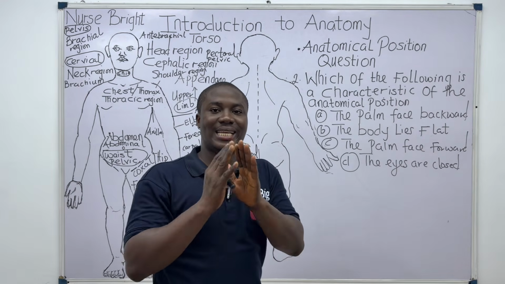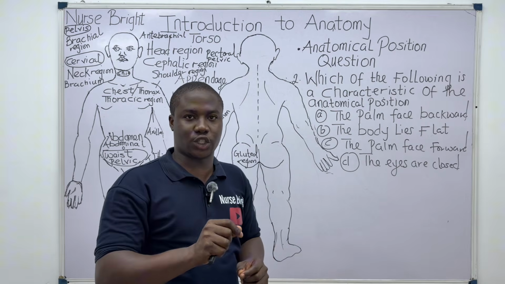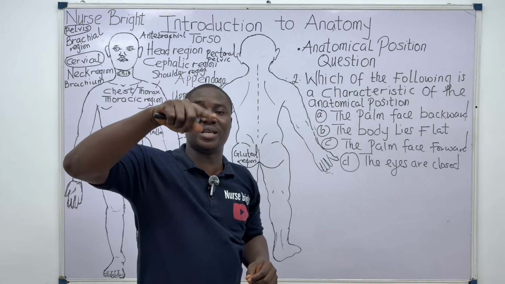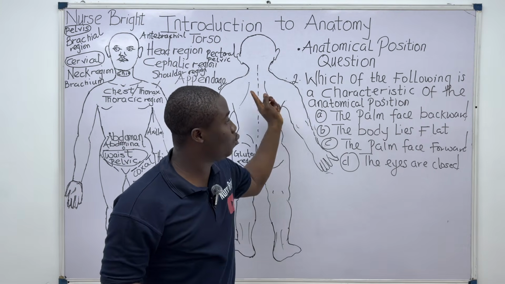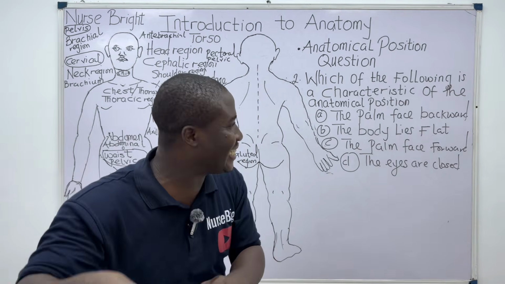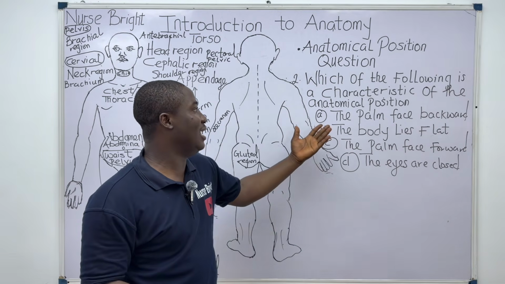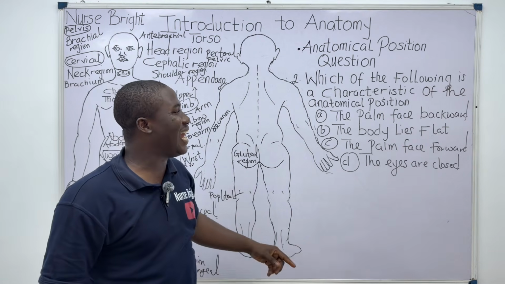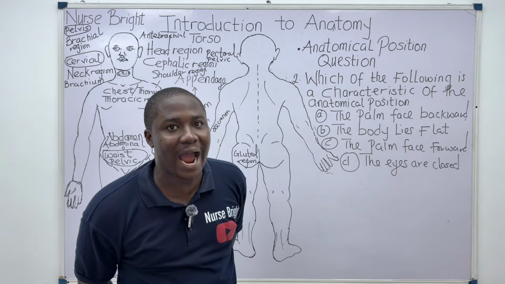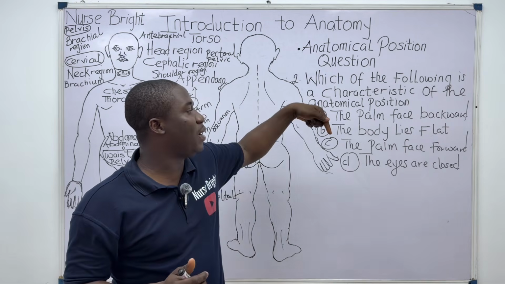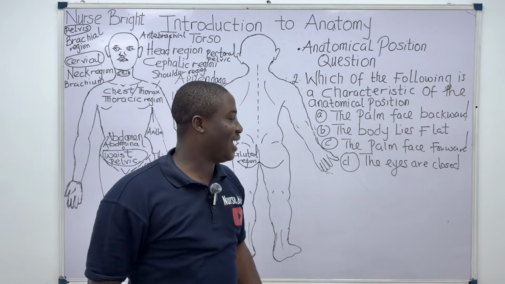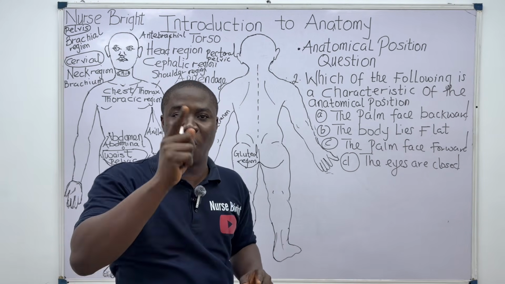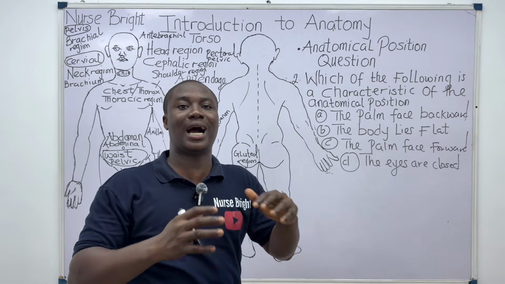Okay guys, this is the second practice question on anatomical position. Provide the answer in the comment section. It is very easy. The question says, which of the following is a characteristic of the anatomical position? Is it the palm facing backward? Don't do that. Is it the body lying flat? Stand upright. Is it the palm facing forward? I don't know. And option D says the eyes are closed. So provide the answer in the comment section. Let's get into more practice questions on anatomical position.